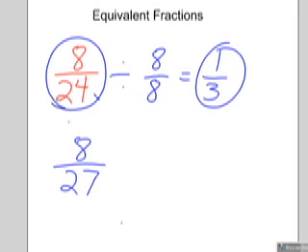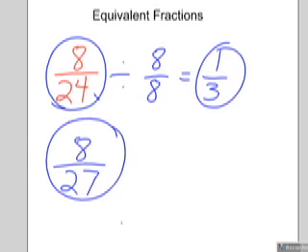27. Is 2 a factor of 27? No. So 4 wouldn't be, and 8 wouldn't be. We're stuck, aren't we? Now, 27 has 3, and 9, but that doesn't help us, does it? So what do you think the greatest common factor between 8 and 27 is? The largest number that goes into 8 and 27. Well, 1. When the greatest common factor is 1, we've reduced our fraction. We can't reduce that one. Does that make sense?